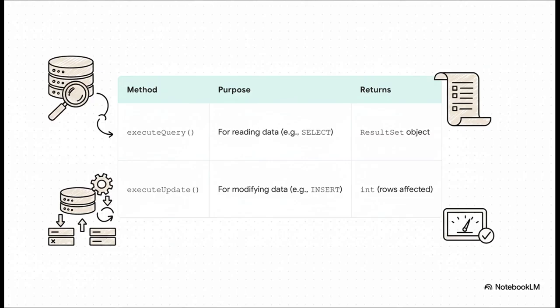Now, for everything else, for when you want to change data, insert, update, delete, you use executeUpdate. This method doesn't return data. Instead, it just returns a number, an integer, that tells you exactly how many rows you just changed in the database. Super useful.